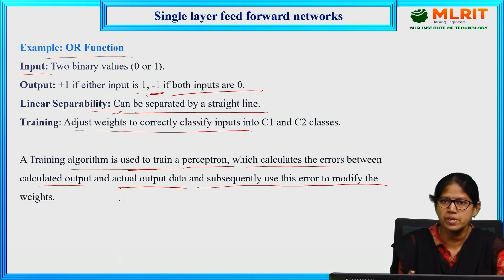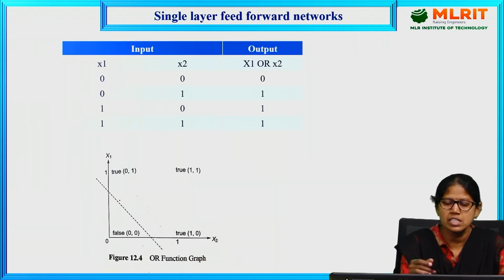For example, if the expected output and actual output differ, then that difference is called an error. To rectify that error and get the actual output, we need to adjust the weights. Let's see the OR function.